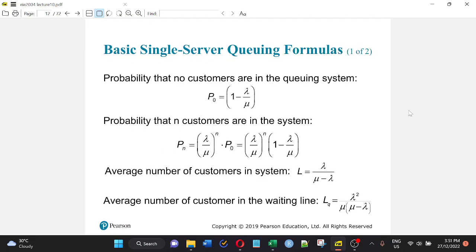Alright, so now let's look at this formula, and this is the formula for the single server queuing system. First is the probability that there will be no customers in the queuing system, given by P naught. And this is the formula 1 minus lambda per mu, and then the probability that n customers are in the system is given in this formula, and then L is the average number of customers in the system, and Lq is the average number of customers in the waiting line.